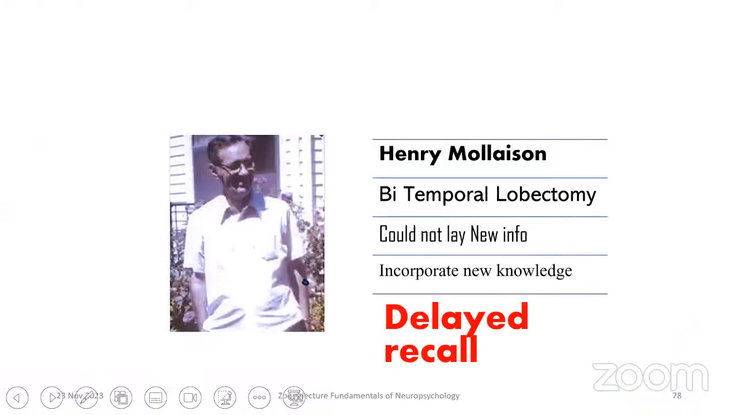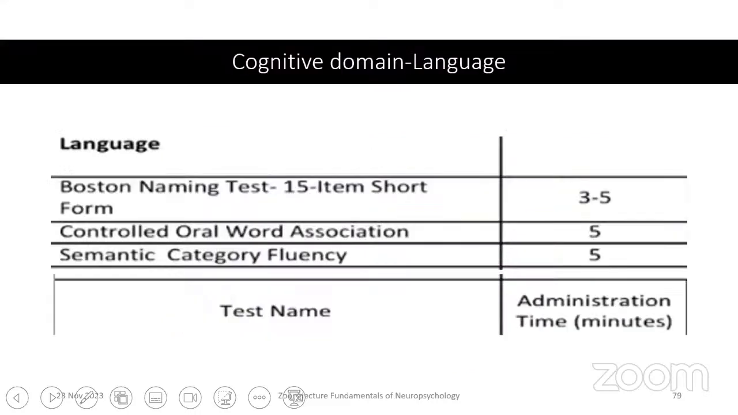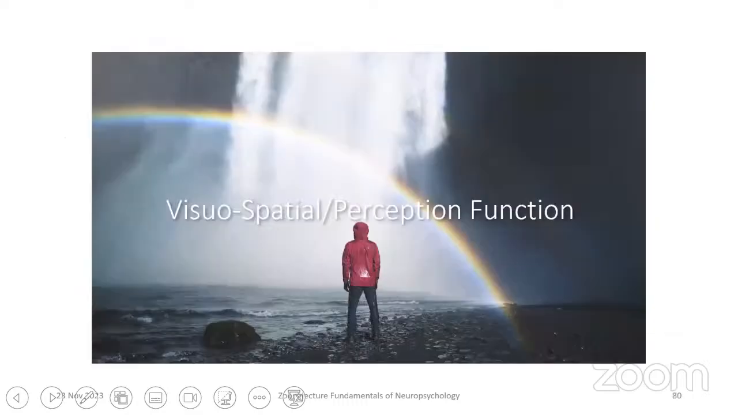A right temporal lobectomy was done in this epilepsy patient, with impaired delayed recall. He could not learn any new information, he could not incorporate any new knowledge. So for cognitive language testing: the Boston Naming Test, 15-item short form, takes 3 to 5 minutes. You can have the paired associate word test, which can take 5 minutes. Category fluency you can do as well. So all these are the language tests.